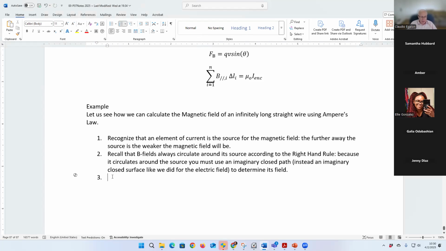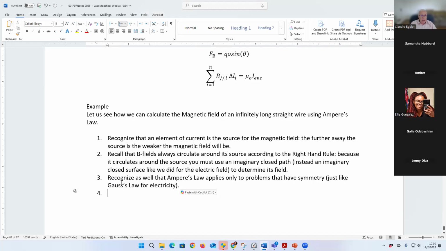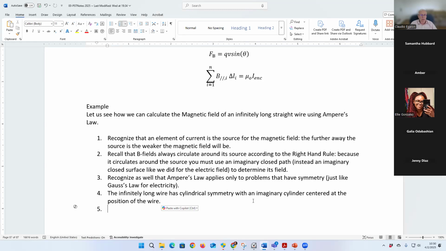But recognize, just like in the case of Gauss's law for the electric field, that Ampere's law applies only to problems that have symmetry. And just like for the infinitely long straight wire, it has a symmetry, provided you center your loop exactly on the wire. What is the symmetry of the infinitely long wire? It's a cylindrical symmetry with an imaginary cylinder centered at the position of the wire.